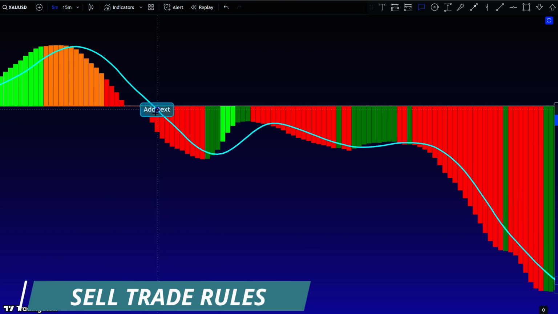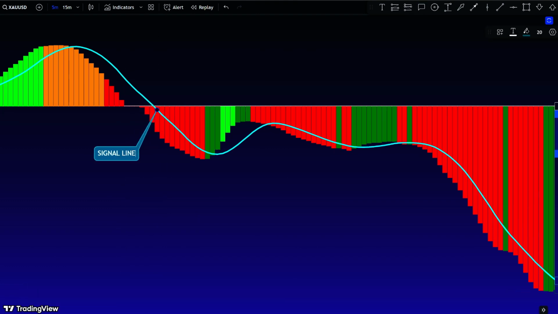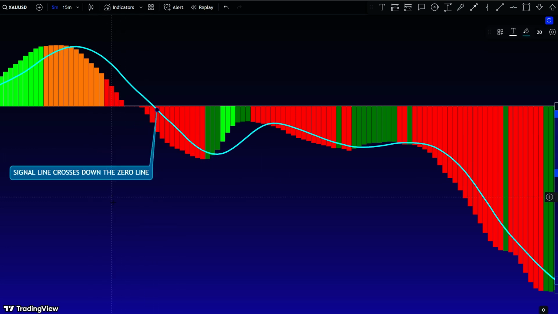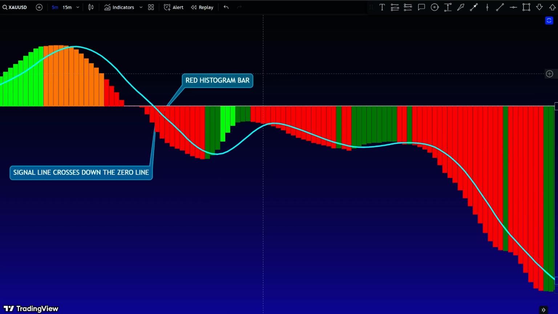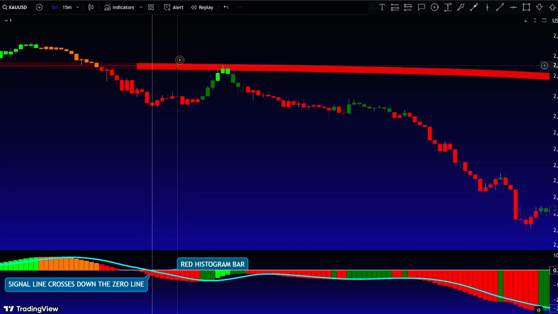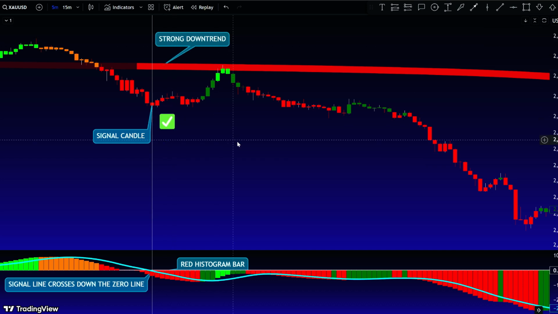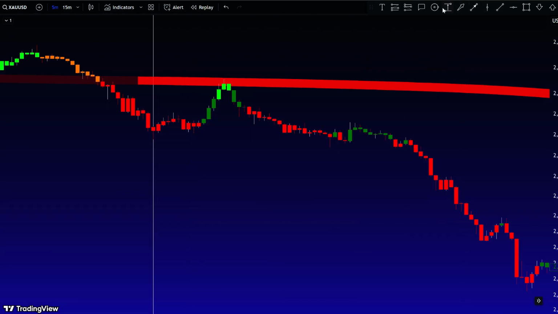Now let's talk about spotting a chance to sell with the Impulse MACD. Watch for when its signal line dips below the zero line and the histogram bar goes red. That's your cue to sell. So which candle gives the exact signal? Just mark a vertical line right where the crossover happens. Next, check if the closing price of the signal candle is under the bright red market bias line. If so, it's a strong sign of a downtrend and that's your green light to open a sell trade.